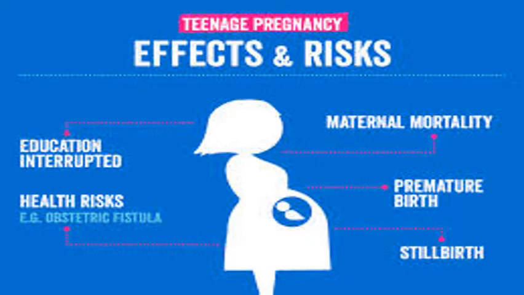These are the following effects and risks of teenage pregnancy. 1. Education interrupted. 2. Health risk, for example obstetric fistula. 3. Maternal mortality. 4. Premature birth. And 5. Stillbirth.